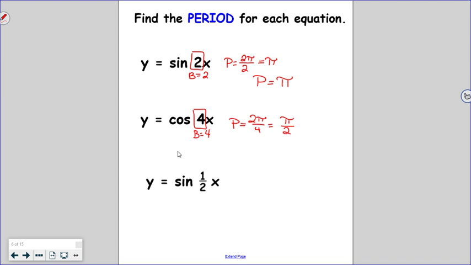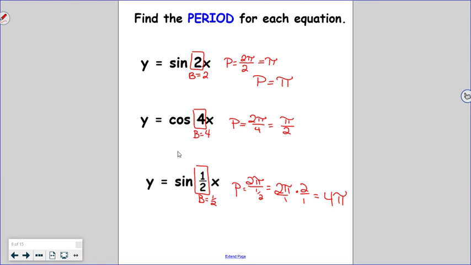And the last one, just how do we deal with a fraction and dividing? Our b value is 1/2, which means the period is 2 pi divided by 1/2. Remember that when we divide by a fraction, it's the same thing as multiplying by the reciprocal. So it'd be 2 pi times 2 over 1. Multiply straight across the top, straight across the bottom, and we would get a period of 4 pi. Twice as long as the normal to finish one sine curve.